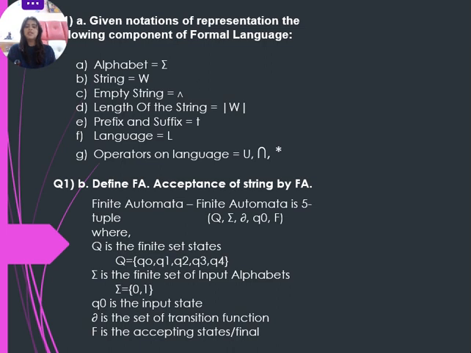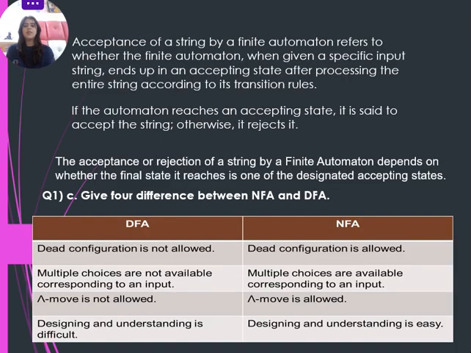Q0 is the initial state and this symbol is the set of transition functions. F is the set of accepting final states. So the acceptance of a string by a finite automaton refers to whether the finite automaton, when given a specific input string, ends up in an accepting state after processing the entire string according to its transition rules. If the automaton reaches an accepting state, it is said to accept the string, otherwise it rejects it. So the acceptance or rejection of a string by a finite automaton depends on whether the final state it reaches is one of the designated accepting states. So that's all for this question.